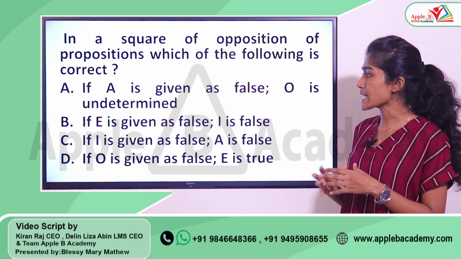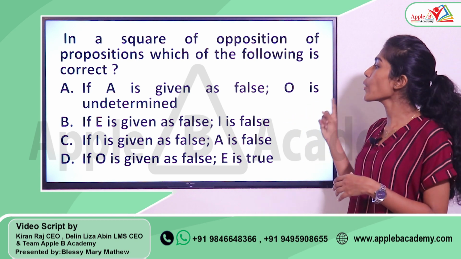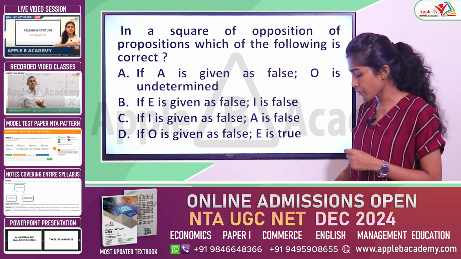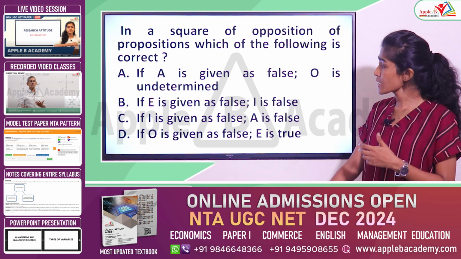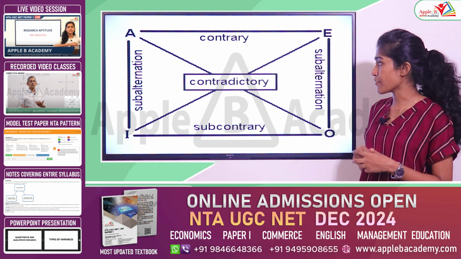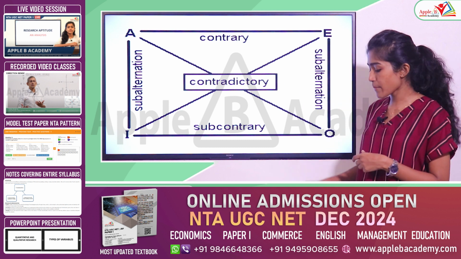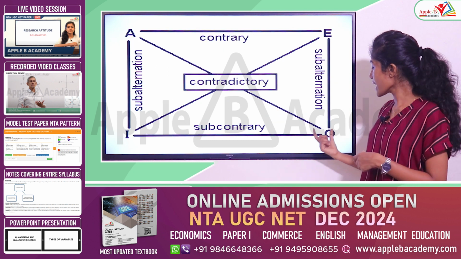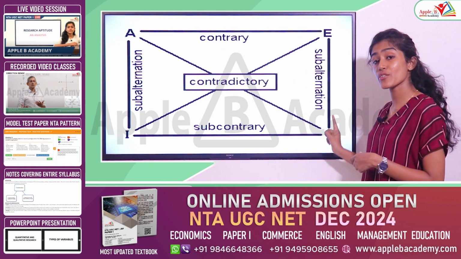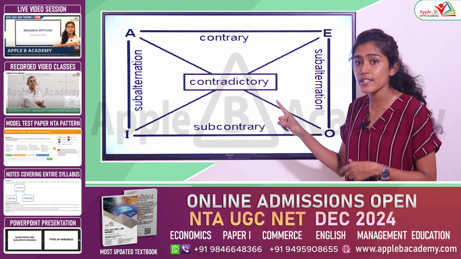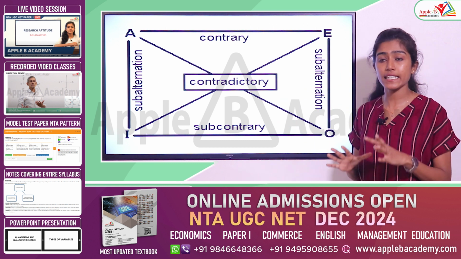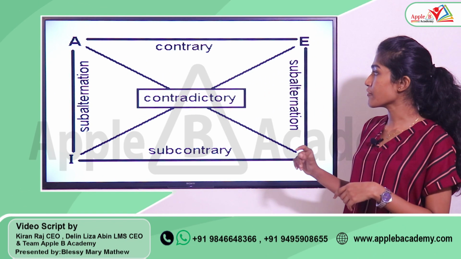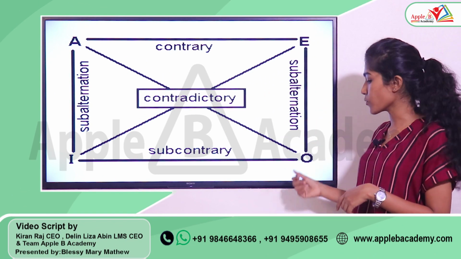The first option says if A is given as false, O is undetermined. So let's consider this scenario using the square of opposition. A means universal affirmative. O means particular negative, and they are contradictories. That means if one is true, then the other one is definitely false. So if A is true, then definitely O will be false, and if A is false, definitely O will be true.